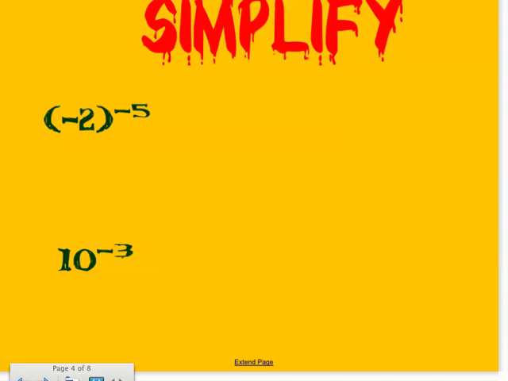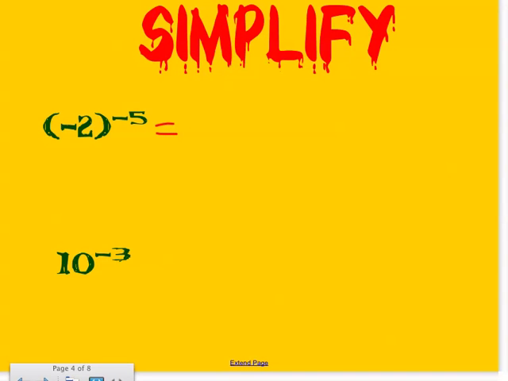All right, so looking at these, let's practice simplifying these. So we got negative 2 all to the negative 5th. So that is just the same thing. Imagine that little negative sign floating up and becoming a 1 over negative 2 to the 5th. Sorry, my 5 looks a little funky. Okay? You could leave it like that.